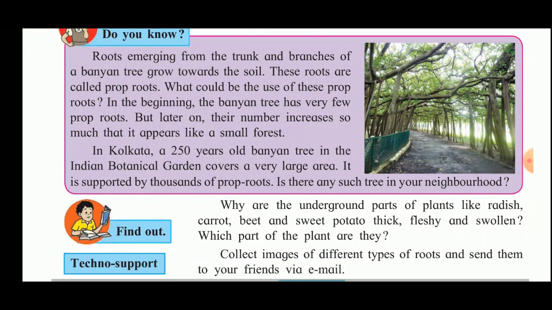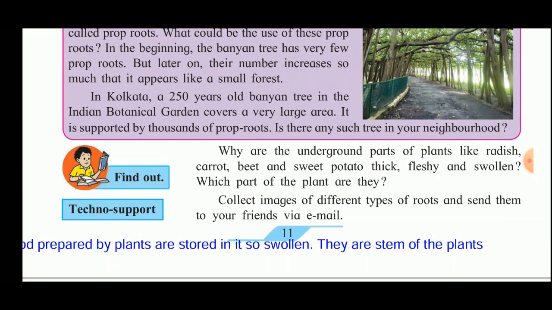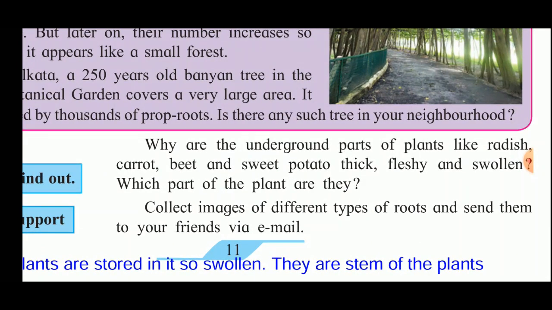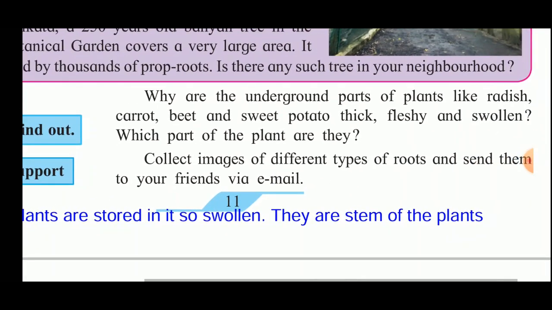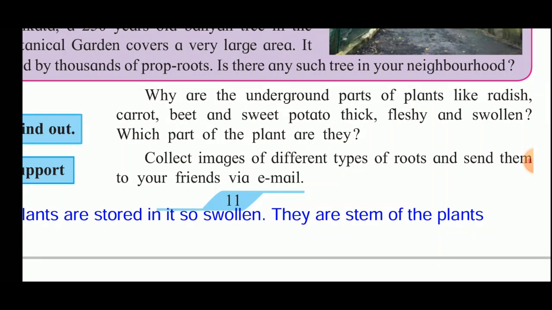So as time passes on, it looks like a forest. Now, why are the underground parts of plants like radish, carrot, beet and sweet potato thick, fleshy and swollen? Which part of the plant are they? Now, the radish is mooli, carrot is gajar, and beet is beetroot, you know. Sweet potato, all of you must have seen.